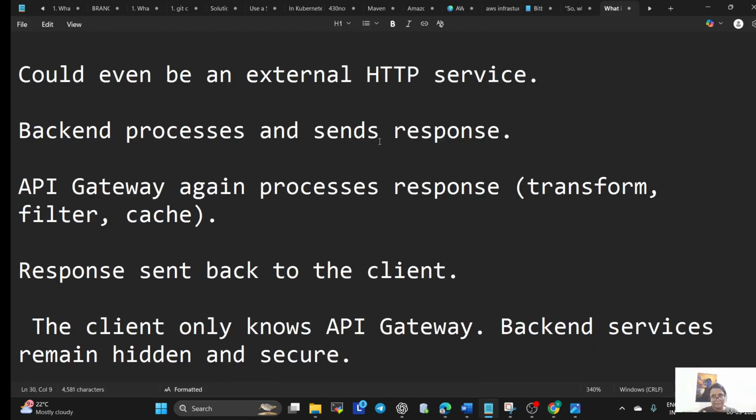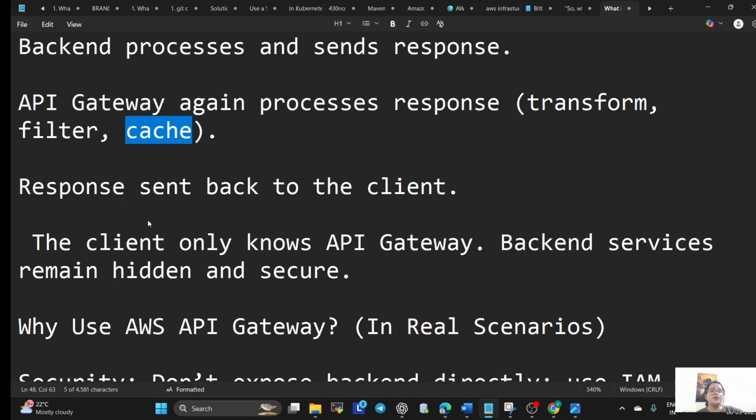So what happened exactly? API Gateway again processes the response, transforms and filters it, and caches it. I'll cover the topic of cache also. The response is sent back to the client. What happened? The client knows only API Gateway, and the backend services remain hidden and secure.